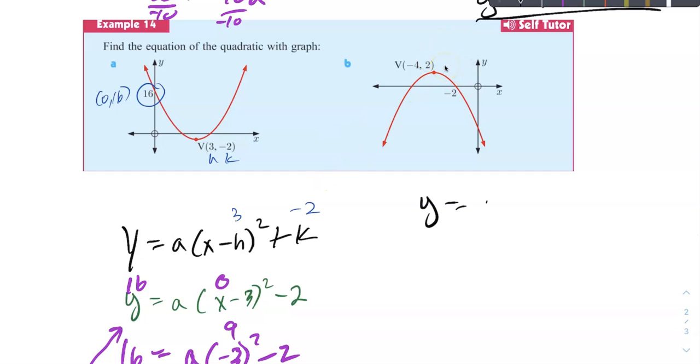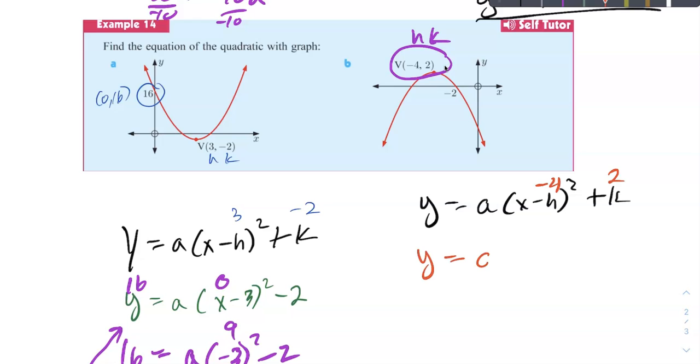Y equals a times x minus h squared plus k. Our vertex is here. So I'm going to plug that in. -4 and 2. I like to rewrite it first. So I get this. All right, so I have to substitute it in. Now I want to find my a, so you plug in another point. Now this one's a little different. They didn't give us the y-intercept, they actually gave us an x-intercept.